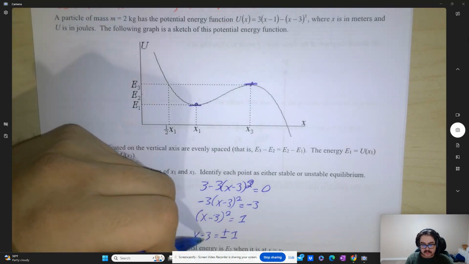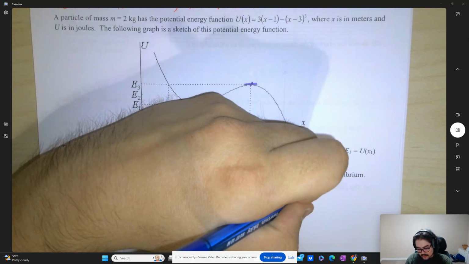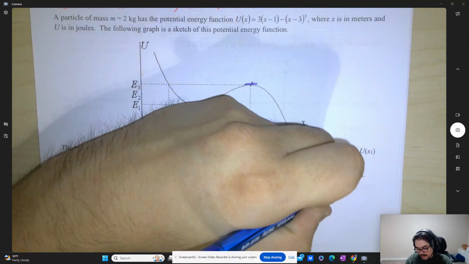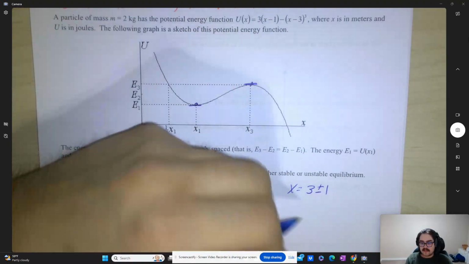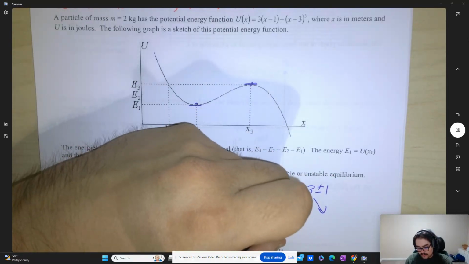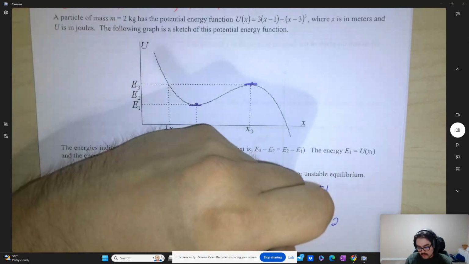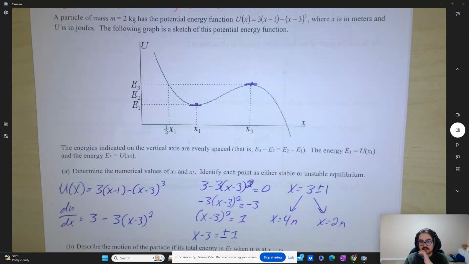If you look at this and add 3 to both sides, this becomes x equals 3 plus or minus 1. And then you get 2 results from it. You get x equals 4 if you add, and x equals 2 if you subtract. These are actually both of our equilibrium values.